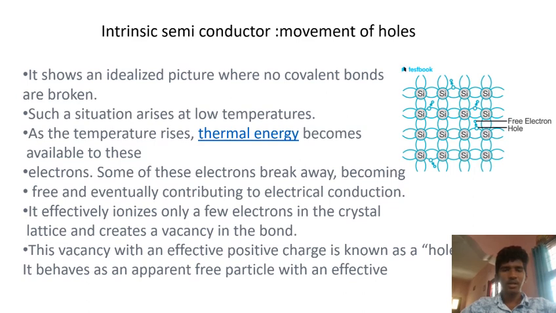Some of these electrons break away, becoming free and contributing to electrical conduction. It effectively ionizes only a few electrons in the crystal lattice, and it creates a vacancy in the bond. The vacancy with effective positive charge is known as a hole.